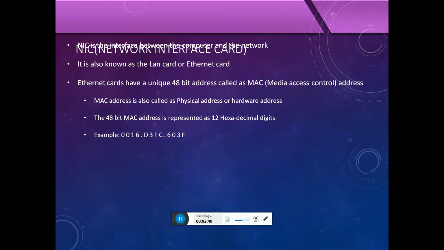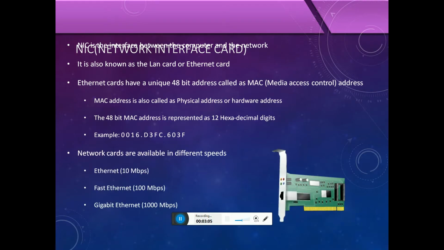Ethernet cards have a unique 48-bit address called the MAC, Media Access Control, address. The MAC address is also called the physical address or hardware address. This 48-bit MAC address is represented by 12 hexadecimal digits. Example: 0016.D3FC.603F. Networking cards are available in different speeds and shapes. Ethernet is 10 Mbps, Fast Ethernet 100 Mbps, Gigabit Ethernet 1000 Mbps.